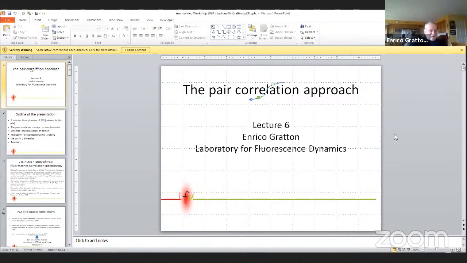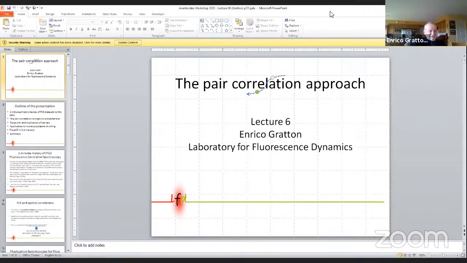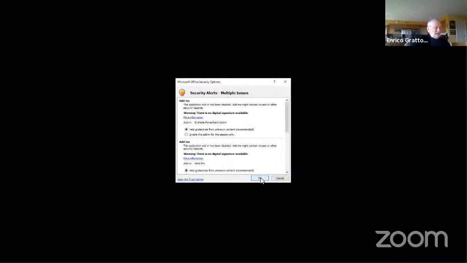And so let us see if I can enlarge my screen. And okay, so that should make the screen larger.